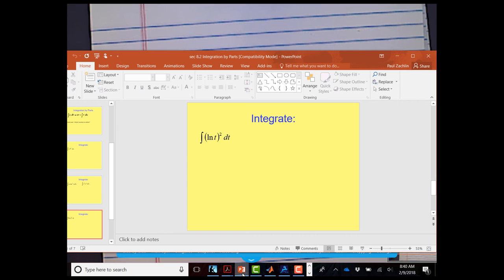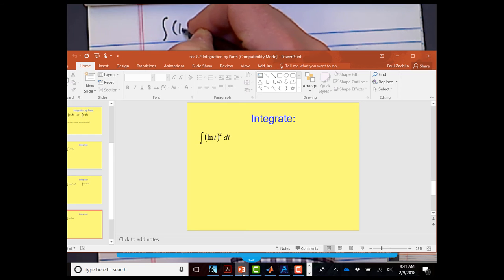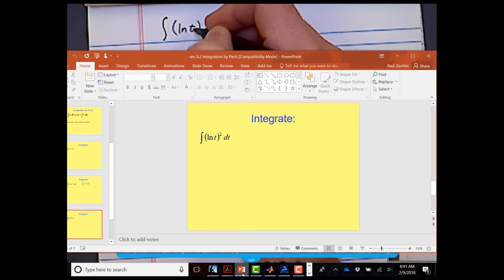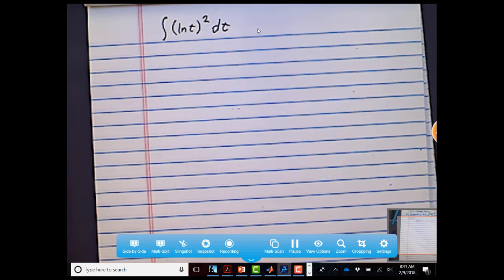Let's get a couple problems. Well, this one. We'll just do this one. This is unique. We're going to integrate the natural log of t squared dt. And again, the hardest part is knowing what to let u equal and what to let dv equal.